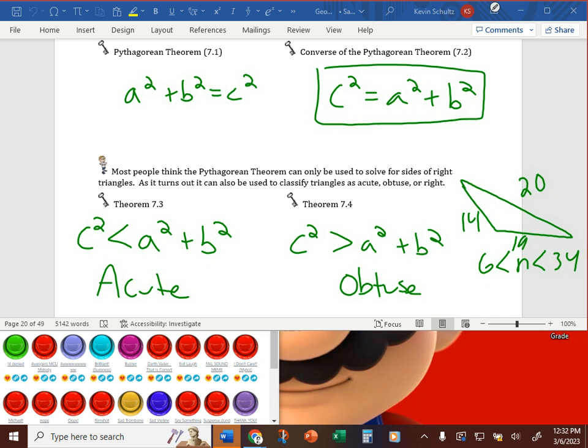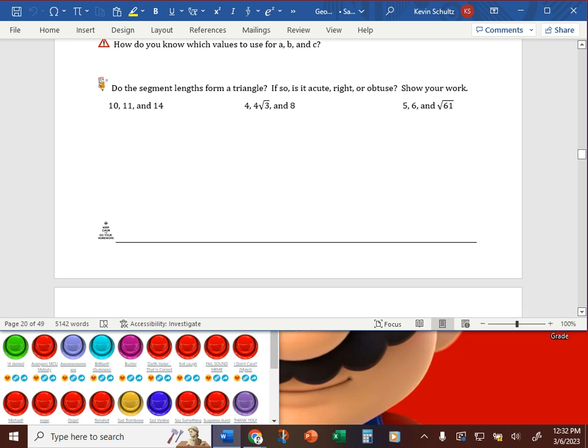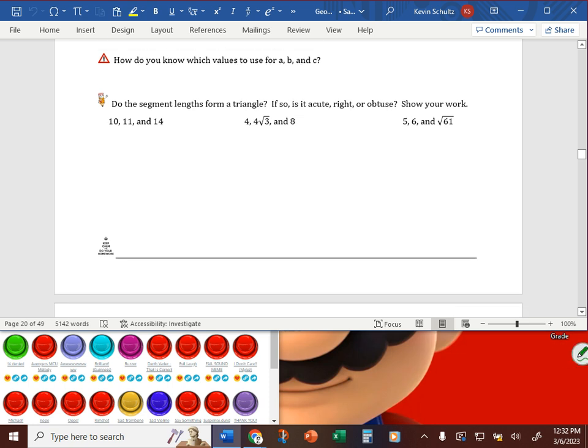Okay. All right. Let's practice a little bit. This is a good point here. How do you know which values to use for A, B, and C? The longest side. We're not using angles here at all. These are all side lengths that we're trying to use to determine what type of triangle it is. But yes, C has to be in the place of the hypotenuse. This is always the longest side. Again, if it's an acute or an obtuse triangle, it's not called the hypotenuse. But in case it is a right triangle, that longest side has to be in place of C. These other two are interchangeable. Okay? So 10, 11, and 14.